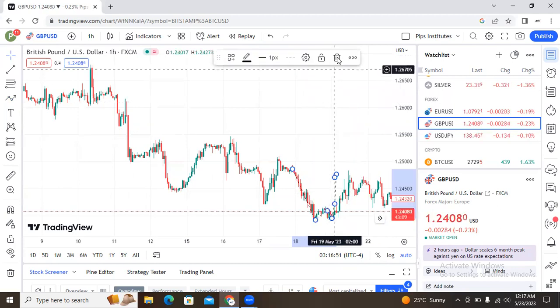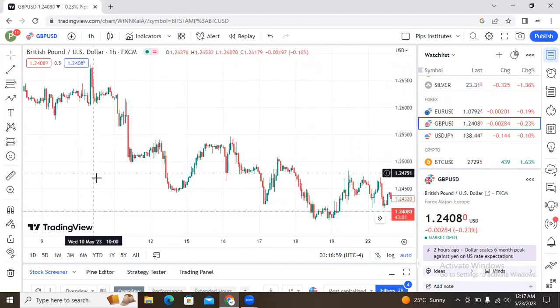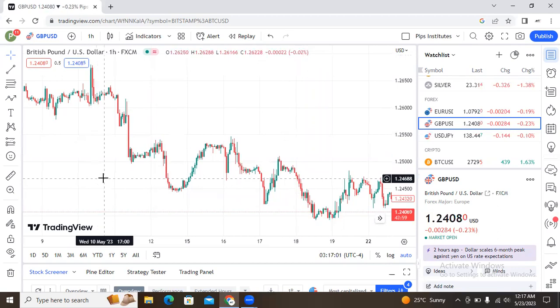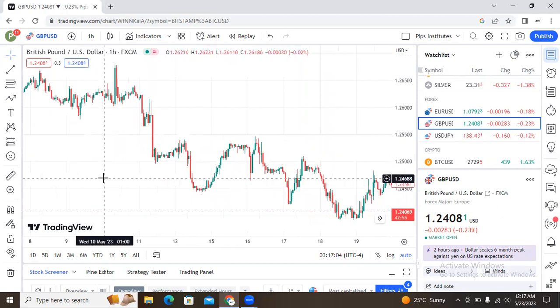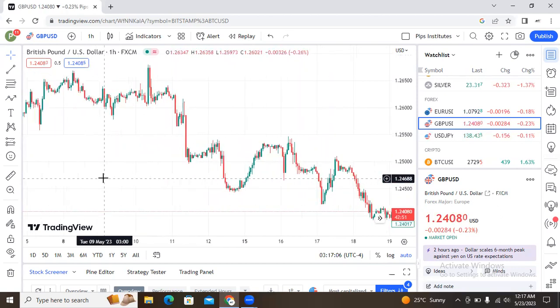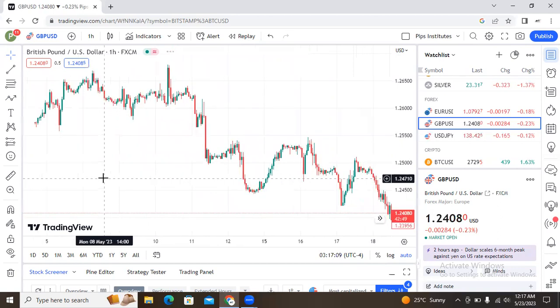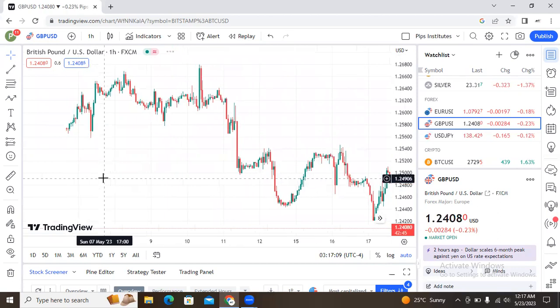I mean, that has a clear one. Let's look for a clear one. Let's look for one that is very clear. Let's look for a clear mitigation block. So we can look at examples of it.